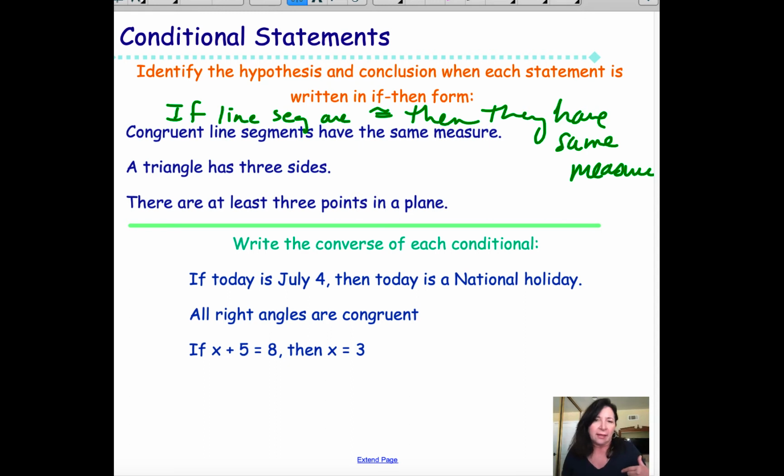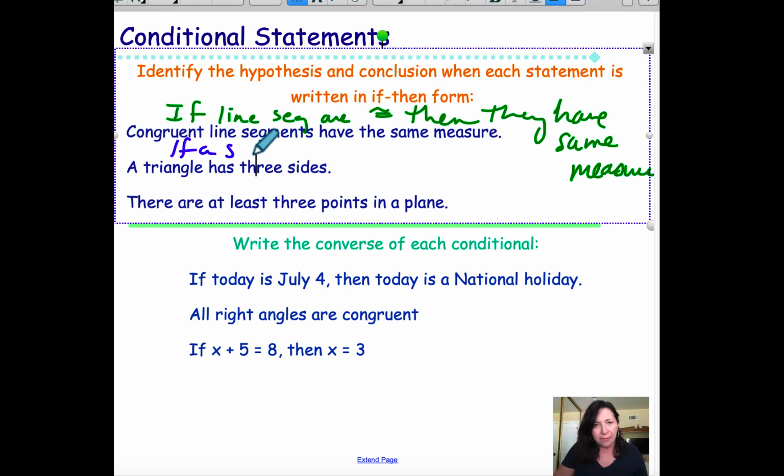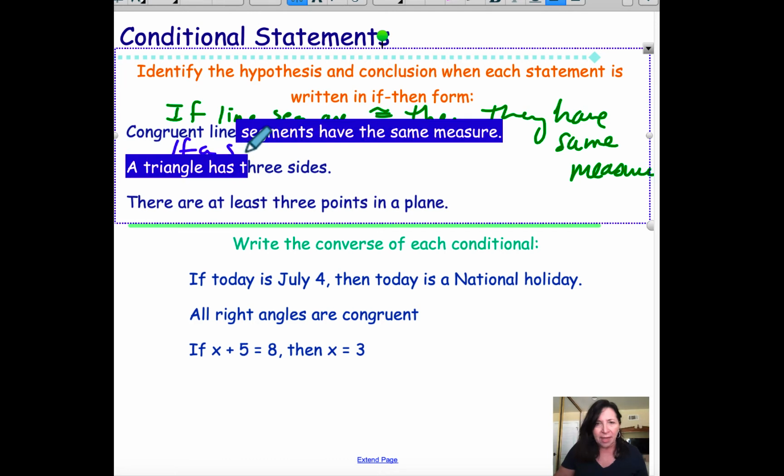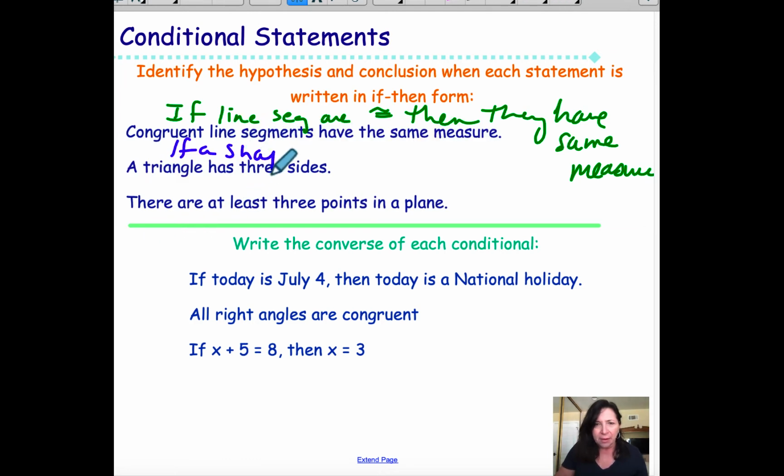Okay, so my hypothesis does not include the word if. So you'd say, what's the hypothesis? Line segments are congruent. And then what's the conclusion? It doesn't include the word then. They have the same measure. So that's what that is. Now, here's another one. A triangle has 3 sides. If I wanted to put that in an if-then statement, I would say something like, if a shape has 3 sides, then it is a triangle.